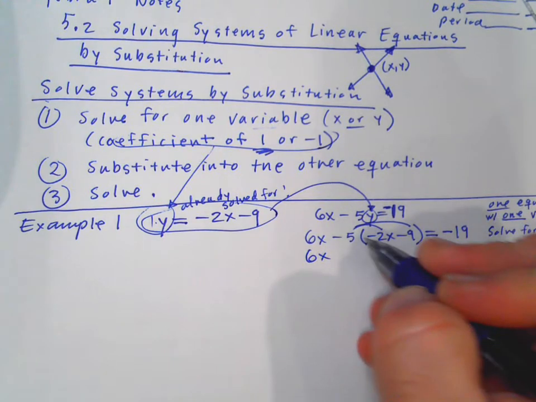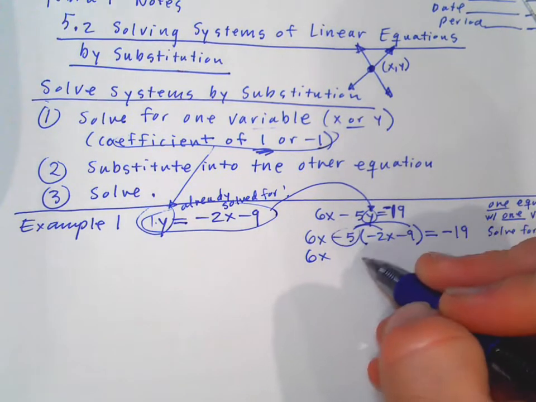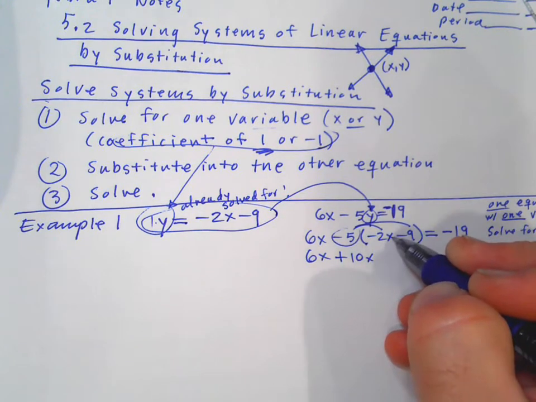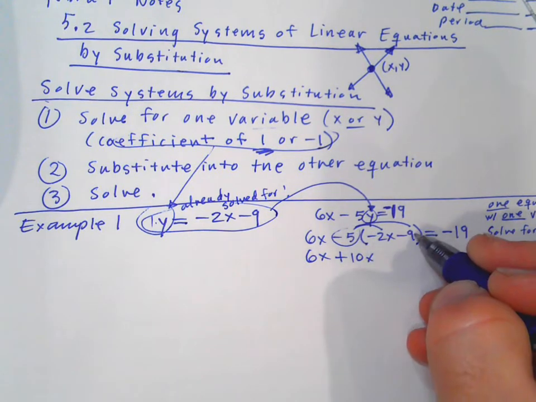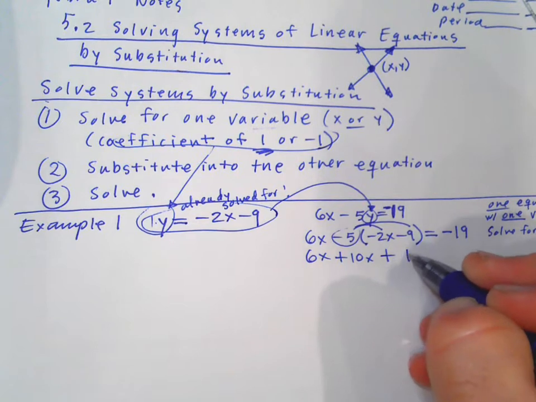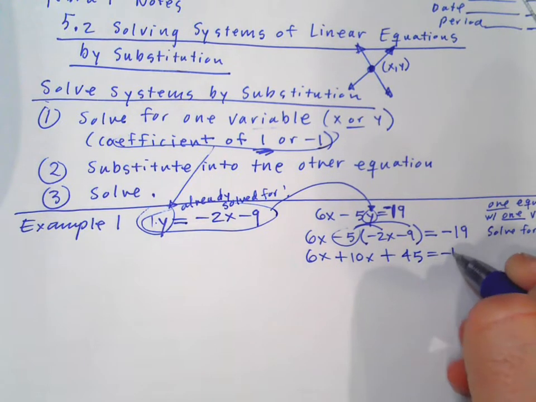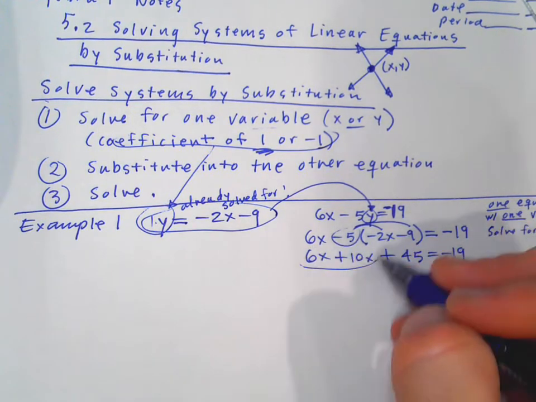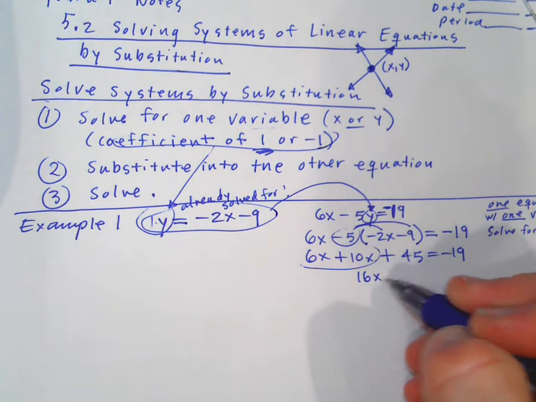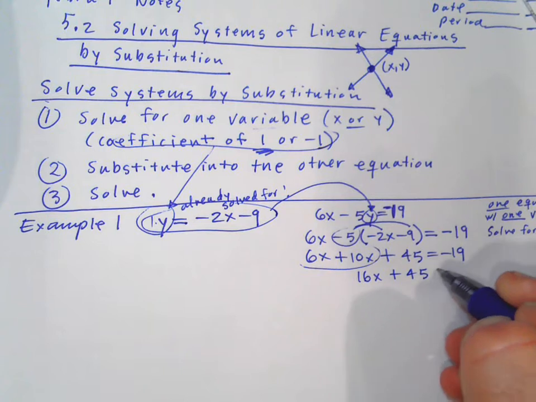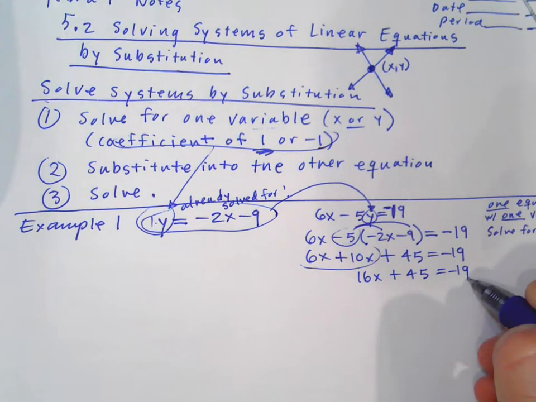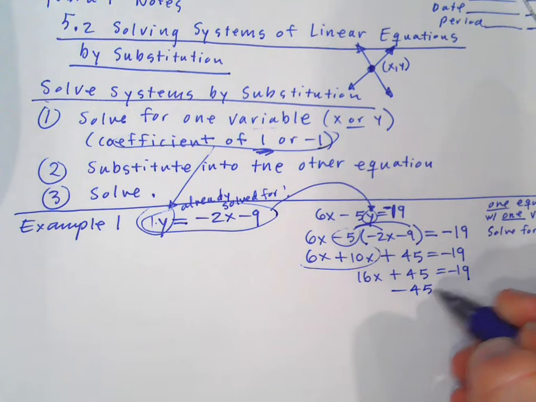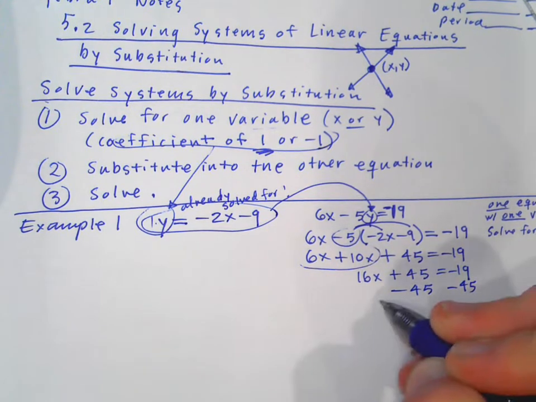Now we have to distribute this. I would distribute the negative with it. It'd be plus 10x, negative 5 times negative 2x. Negative 5 times negative 9 is positive 45. Okay, so we want to simplify this. We then want to combine like terms that are on the same side together, just combine them. And then we want to start getting x by itself. So we want to undo addition and subtraction first, reverse PEMDAS.